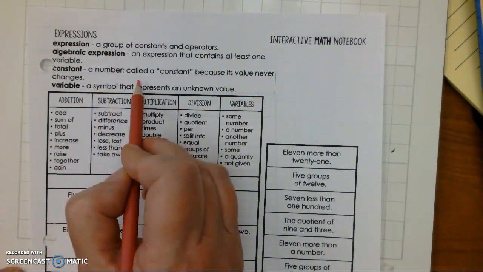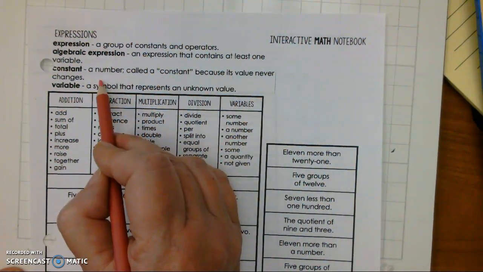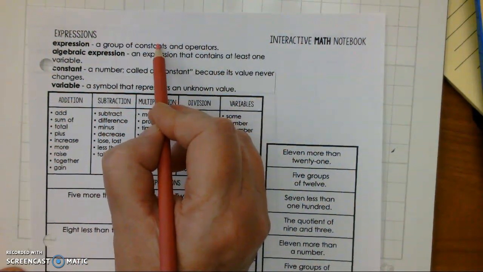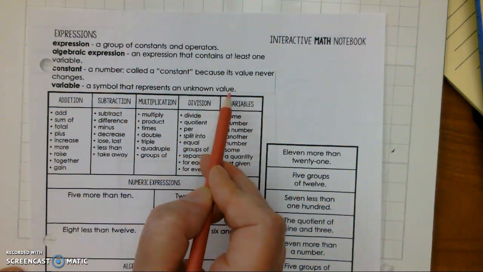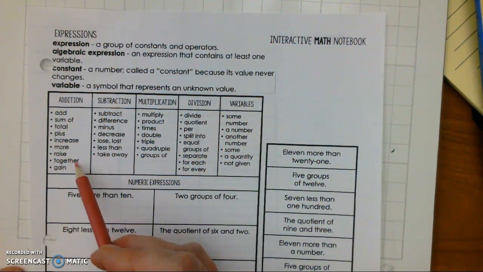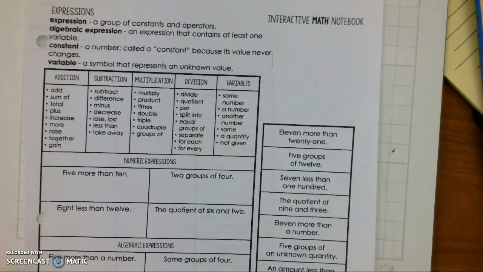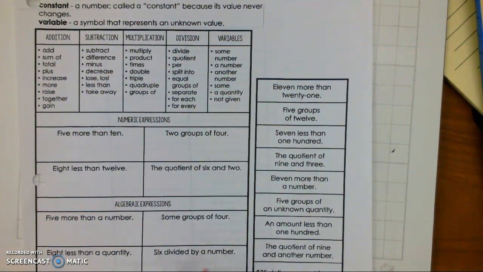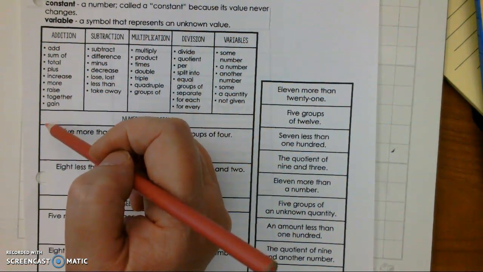A constant is a number called a constant because its value never changes. That's what I was talking about up here as a constant. A variable is a symbol that represents an unknown value. Now, when we have addition, subtraction, multiplication, division, and variables, and we have word problems, we are going to be looking for hints in the text, context clues.